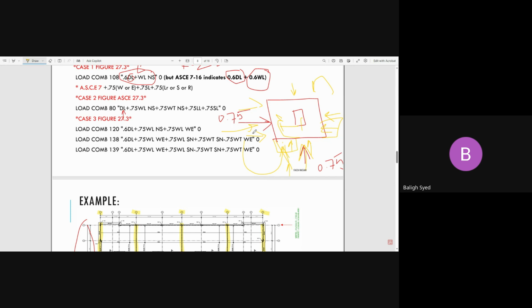Okay, why I'm saying: you take the pressure in one direction, then you add one load combo with this direction wind torque, another combo with this direction wind torque, then a third combo, this direction wind torque, then a fourth combo, this direction wind torque, right? And then you have to develop all these load combinations.